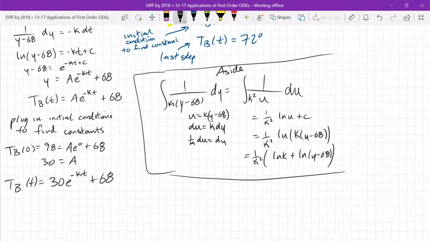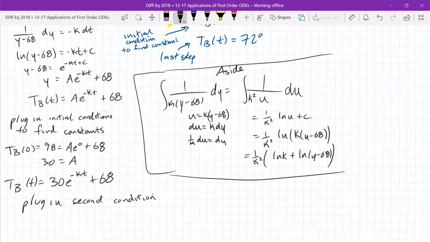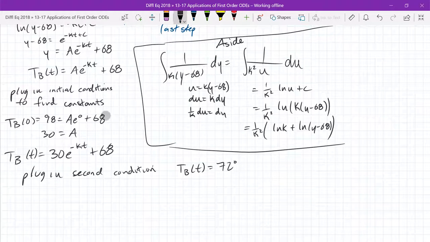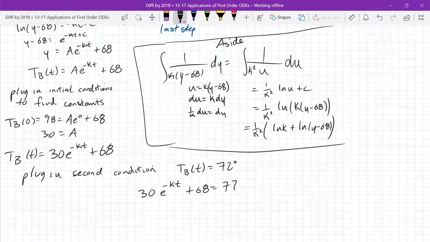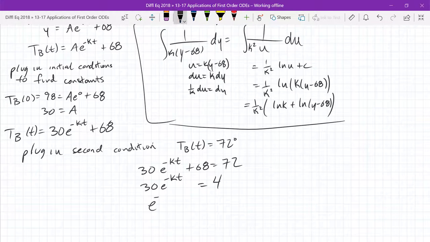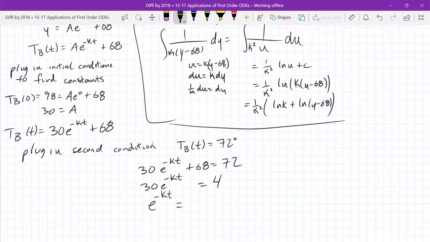So we're going to try the second condition now. Our condition is T_B of little t equals 72 degrees. So we've got 30 e to the negative kt, because we still don't know t, plus 68 equals 72. So 72 minus 68 is 4. We can divide by 30, which is 2/15.